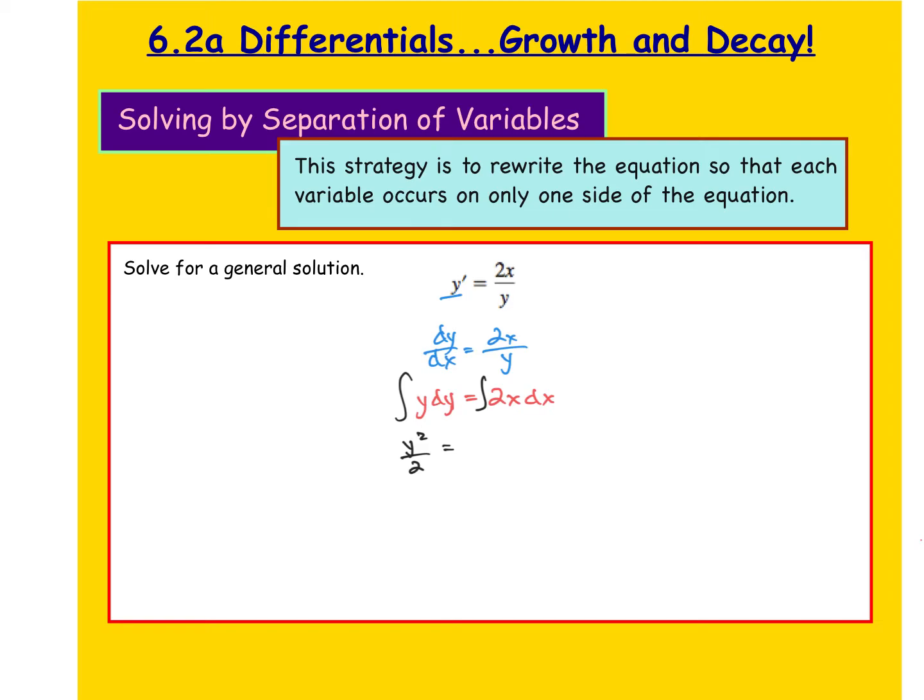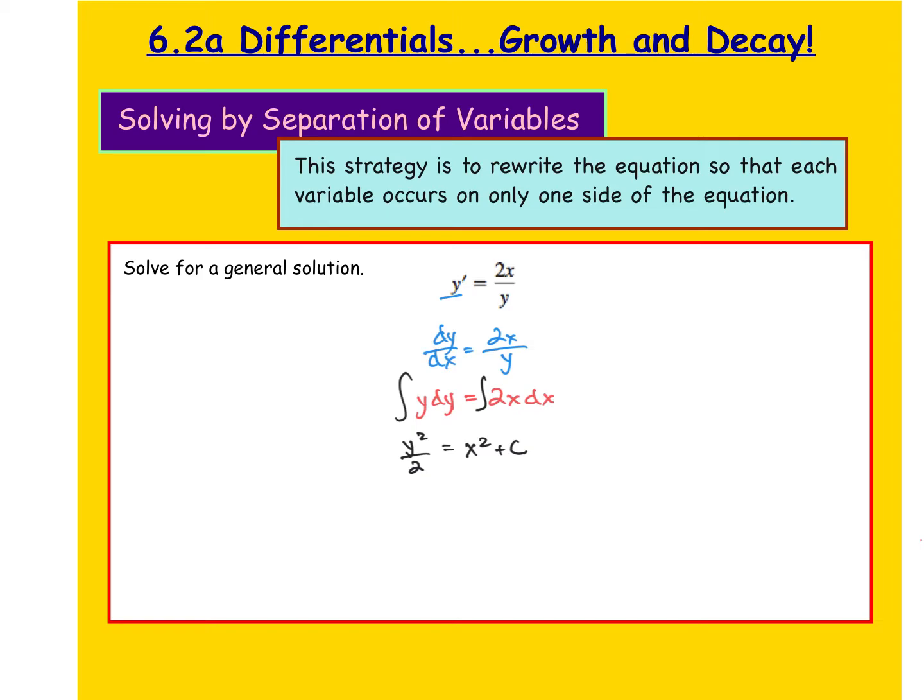What is my antiderivative of 2x dx? x squared. And then plus c. Now, the reason why we don't have plus c on both sides is if we were to combine our constants of integration, it's still going to be a what? A constant of integration. All right, so we usually just put it in with the x's. Does everybody make sense of that?